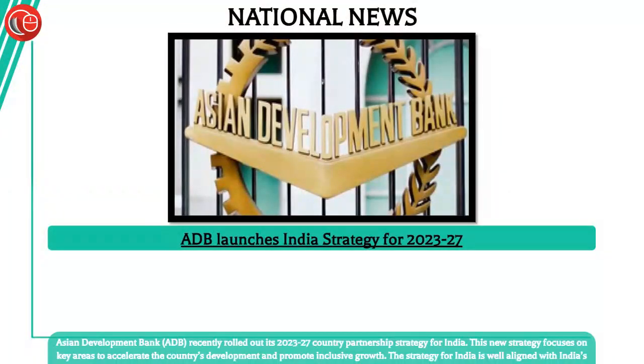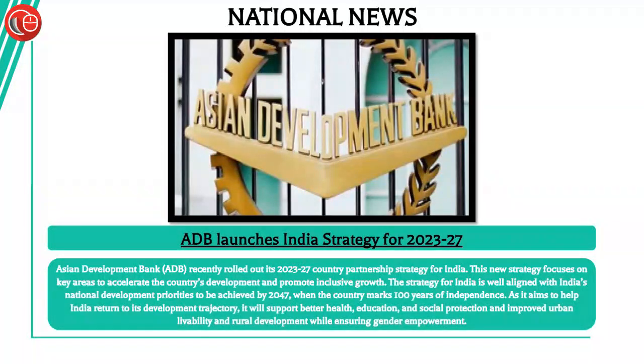The Asian Development Bank has recently rolled out its country partnership strategy for India for the years 2023 to 2027. This new strategy focuses on key areas for the purpose of accelerating the country's development and promoting inclusive growth. The strategy for India is well aligned with India's national development priorities, which are to be achieved by the year 2047, which is the year when we celebrate 100 years of our independence. Since this strategy aims to help India return to its development trajectory, it is going to support better healthcare, education, and social protection, while also ensuring improved urban livability, rural development, and gender empowerment.